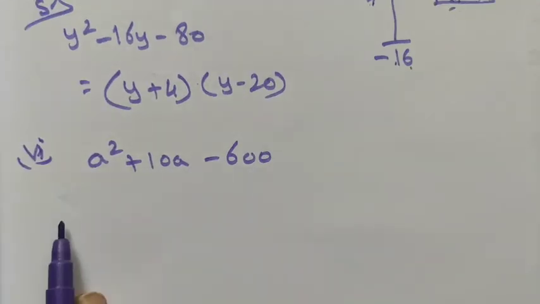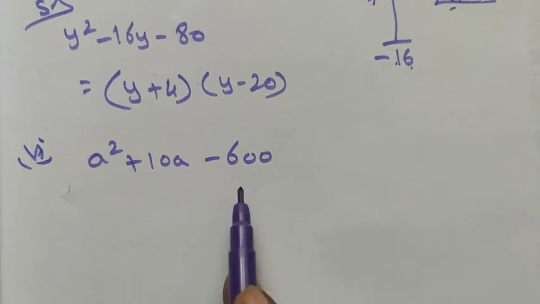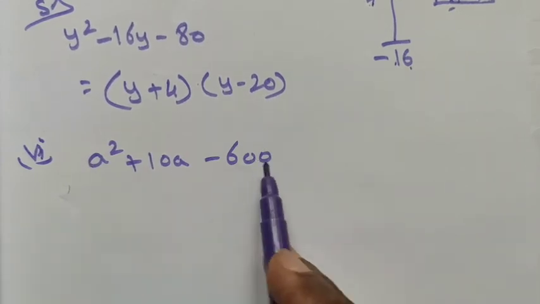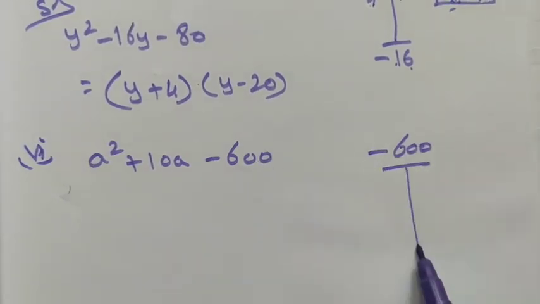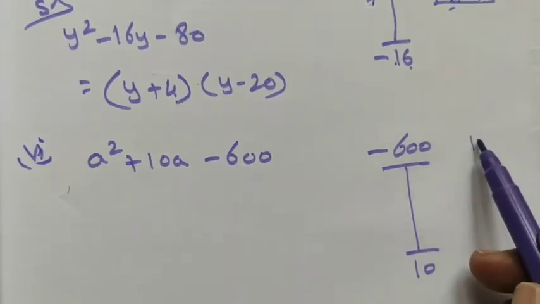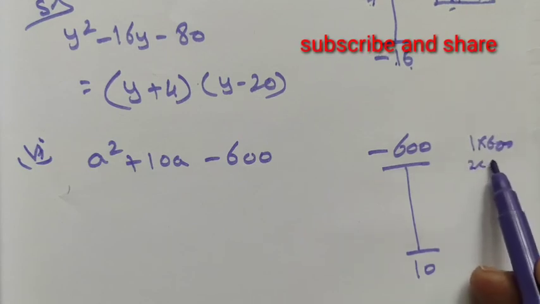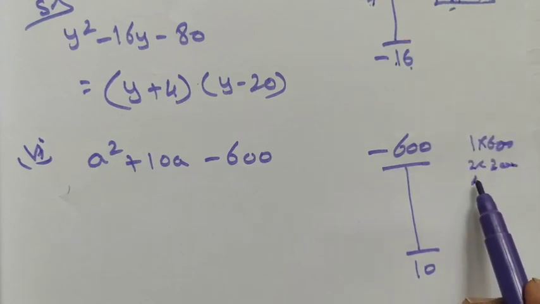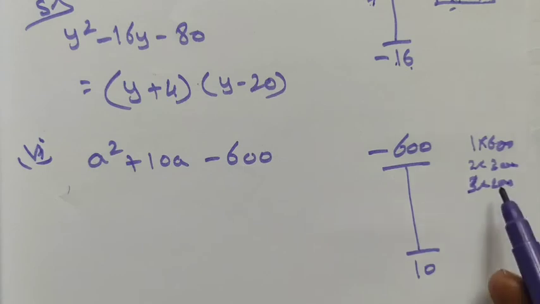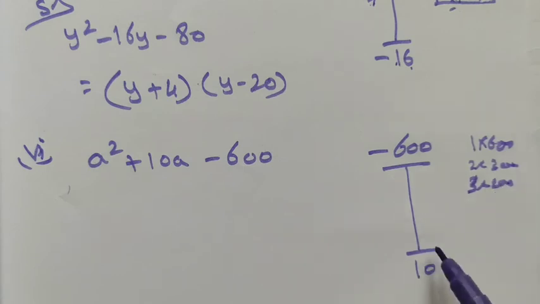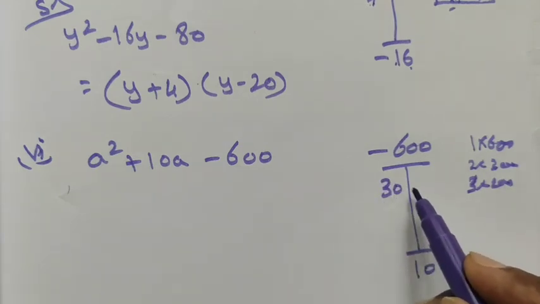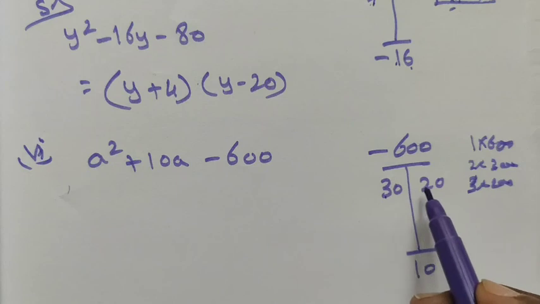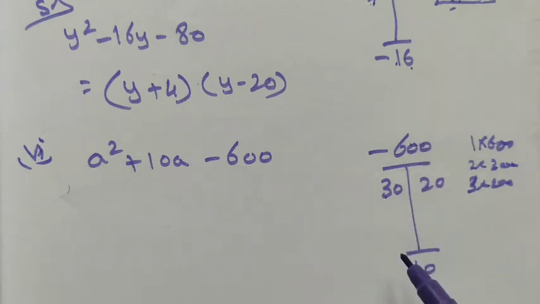Next we see Roman numeral 6, a square plus 10a minus 600. So the coefficient of a square is 1. So 1 into 600 is 600. If you add we need 10. We have many factors: 1 into 600, 2 into 300, right? 3 into 200, like this. So the suitable factors for this number are 30 and 20. 3 twos are 6 and then 2 zeros, right? 30 into 20 gives 600.